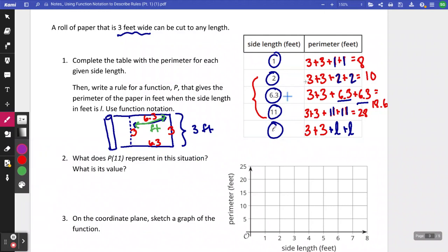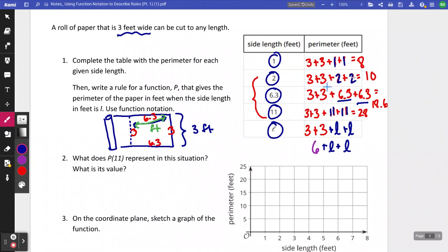Instead of saying 3 plus 3 every single time, you may have noticed, well, instead of me having to write 3 plus 3 each time, let me just put down a 6 because 3 plus 3 is 6. You are more than welcome to do that and then have plus L plus L. That is another option for how we could describe this function.